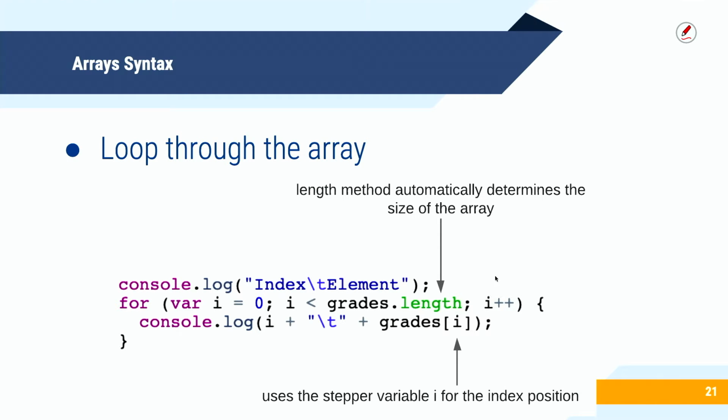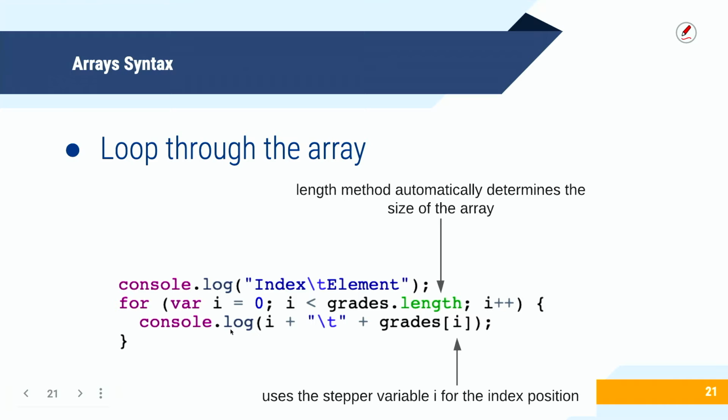Now, to loop through an array, you could do something like this, and we'll program this in a second. You would have something like for var i equals 0, just like we've done before, semicolon, and then i less than grades.length. Length automatically determines the size of the array, so you don't have to hard code the value here. If the array size changes in the future, this code would still work, because length automatically determines the size of the array. You don't have to worry about it.